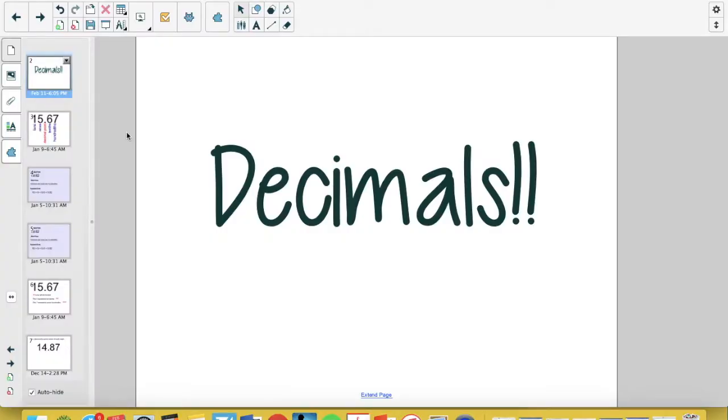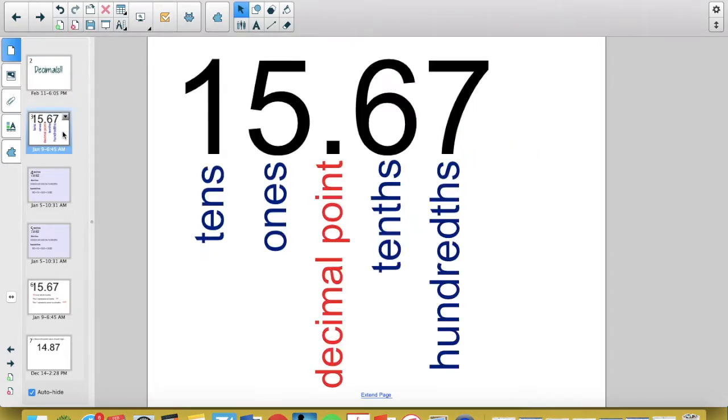Cool? Cool. All right, guys, so our new unit is going to be on decimals. I know you've seen decimals in the real world. You've seen them in money. Well, just like money and just like the fraction unit that we just got finished with, decimals can also represent part of a whole. So let's look at this first decimal.